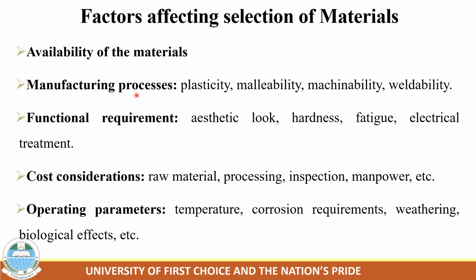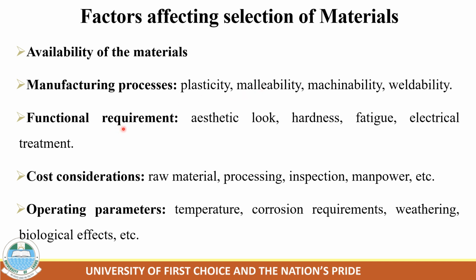And also manufacturing processes are part of the factors that determine the selection of material. Manufacturing processes like plasticity, malleability, machinability, and weldability, among others. These are the manufacturing considerations, among others, that you have to consider before you select your material for production of apparatus or maintenance of apparatus.